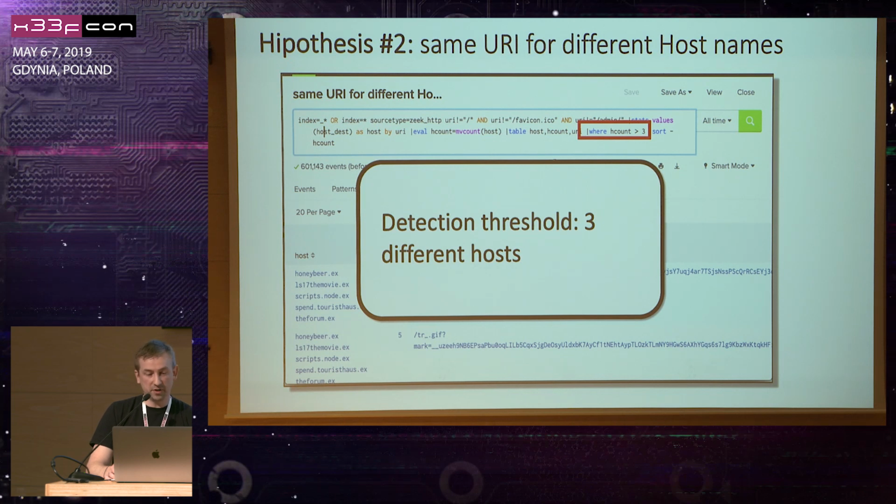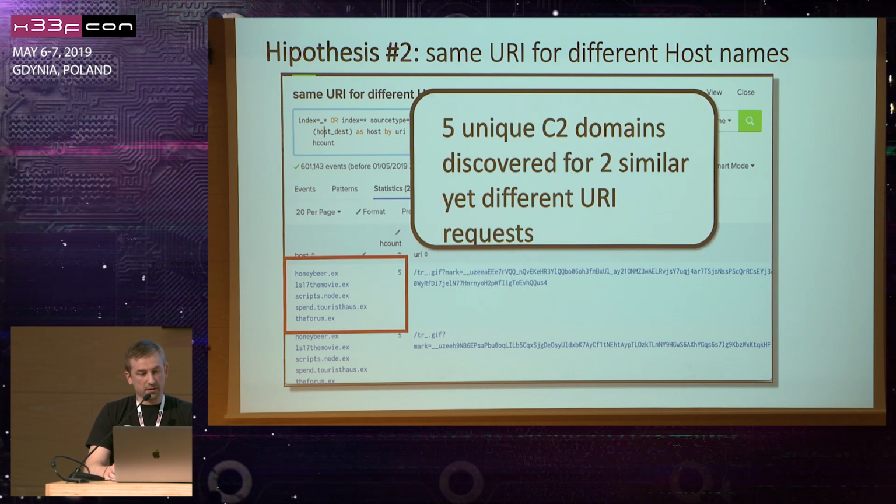This is the detection part. In this case, I chose the threshold of 3 different hosts. It's because of this data, characteristics of this data set. So we detected 5 unique C2 domains discovered for 2 similar yet different URI requests.